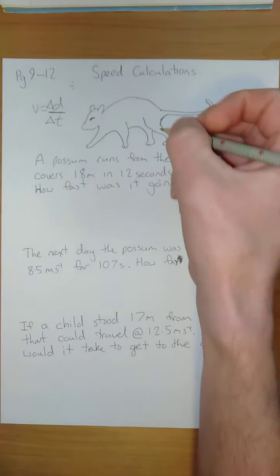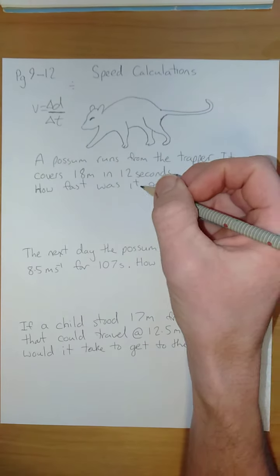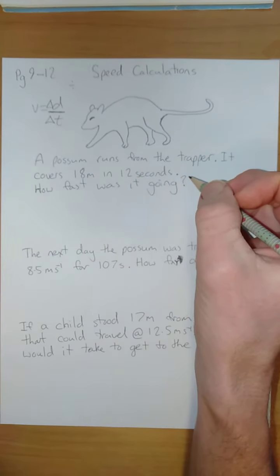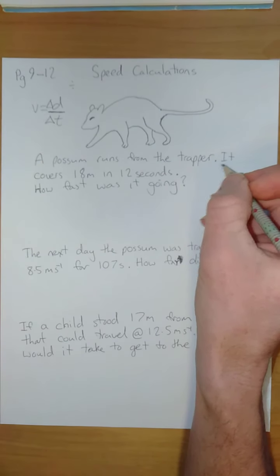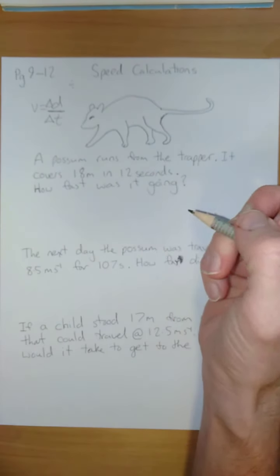Today's ones are about some incidents that have happened to me during the lockdown to do with possums. So this first one is a possum runs from the trapper. It covers 18 meters in 12 seconds. How fast was it going?